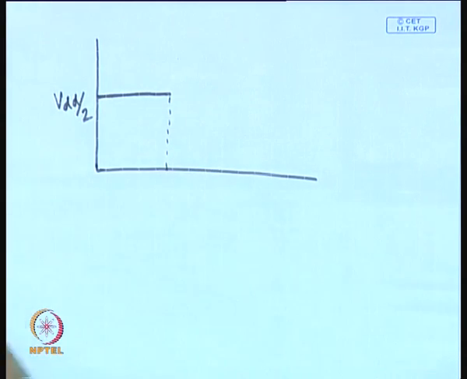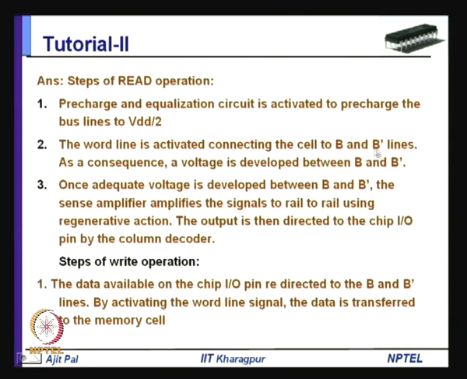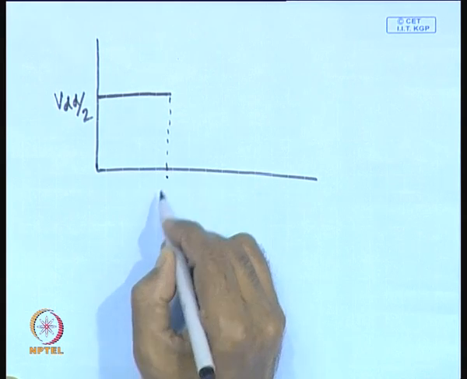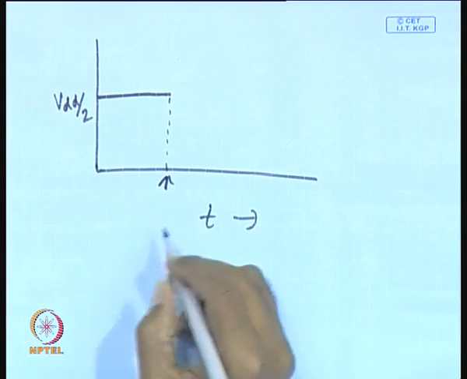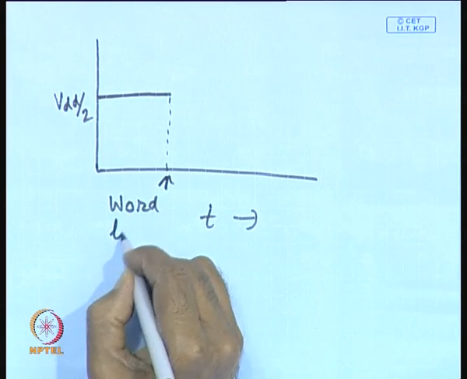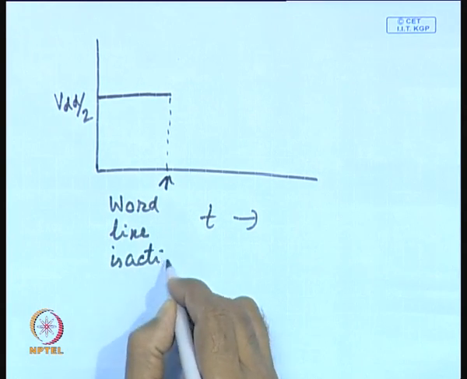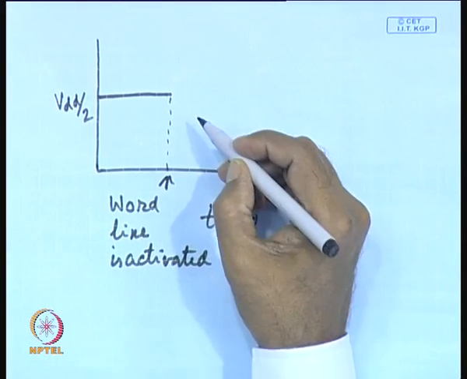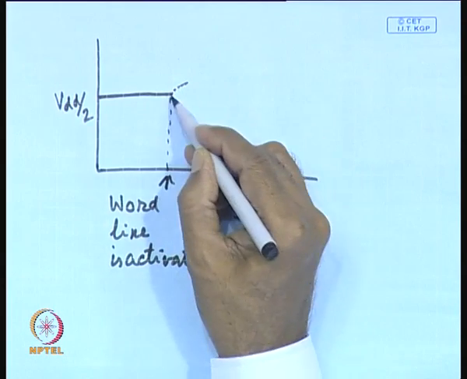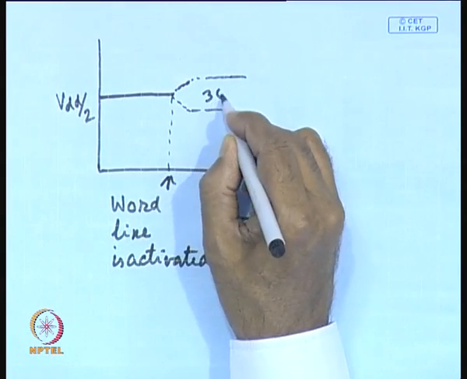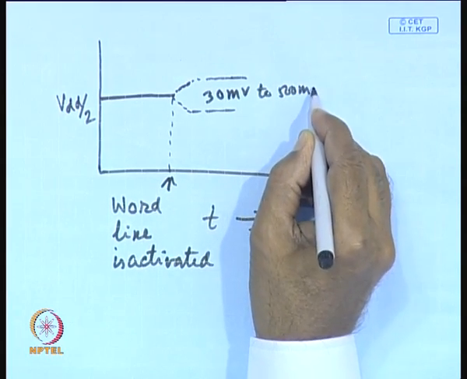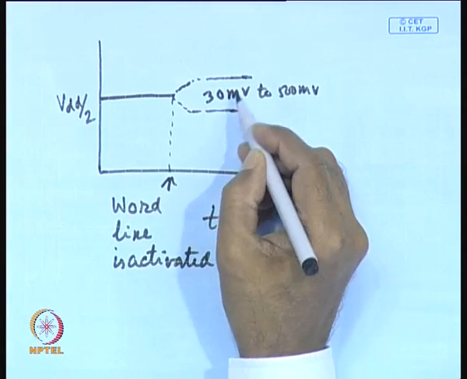Now, at this point the word line is activated, connecting the cell to B and B bar lines. As a consequence, a voltage is developed between B and B bar. That means, at this point you are activating the word line. So, this is time. So, at this point the word line is activated. As the word line is activated, the two outputs will have some difference. That difference can range from say 30 millivolt to 500 millivolt, not much. So, that much difference will be created between these two buses.